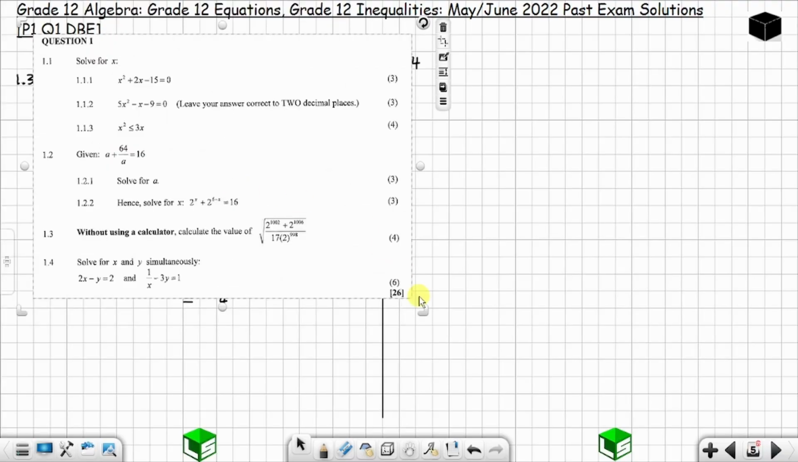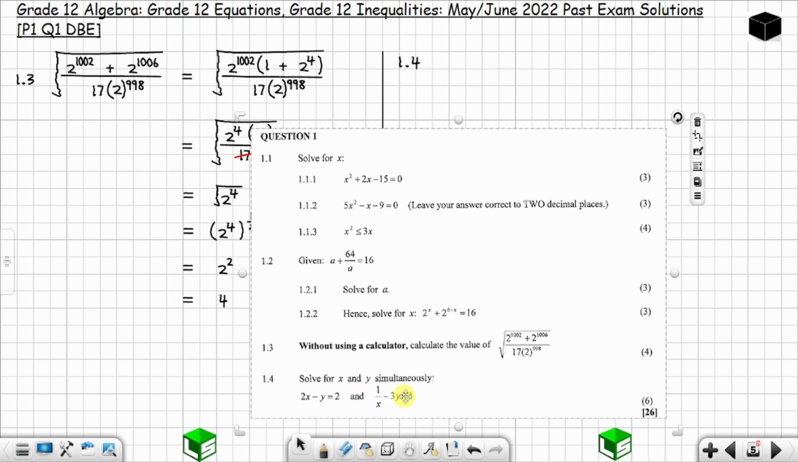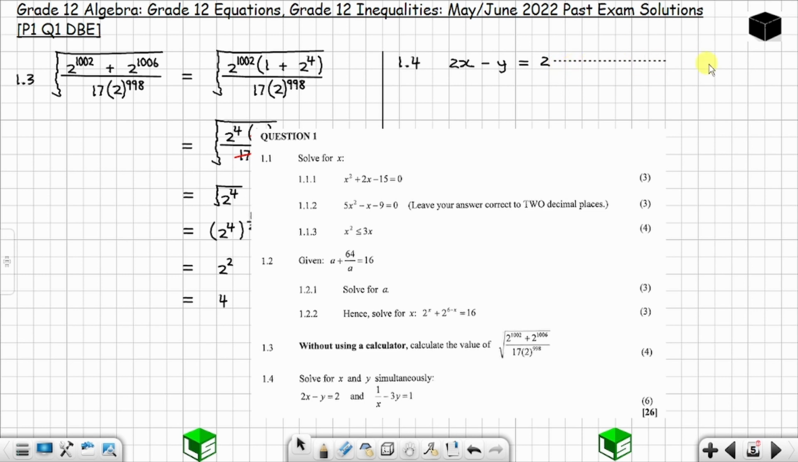This is the question, now it's 1.4. Solve for x and y simultaneously. You have 2x minus y is equal to 2. Let's call this our first equation. And we have 1 over x minus 3y is equal to 1. Let's call this our second equation. You have to solve for x and y simultaneously. The question is 6 marks.